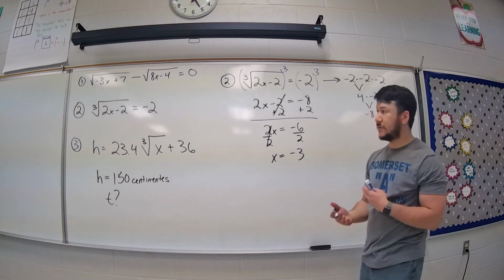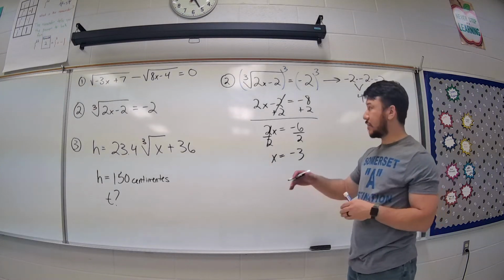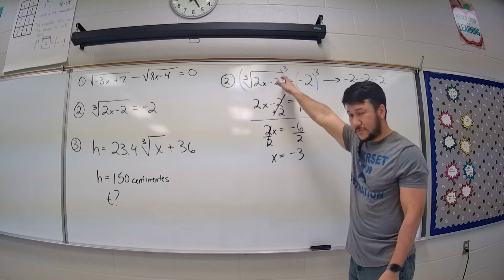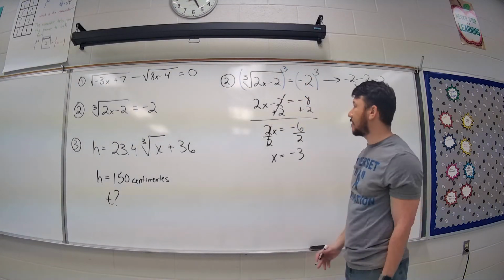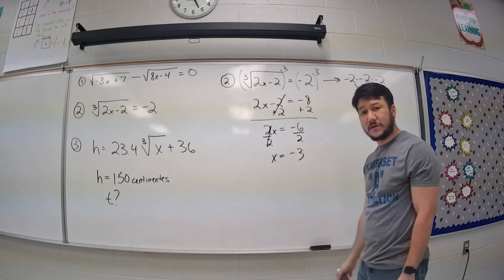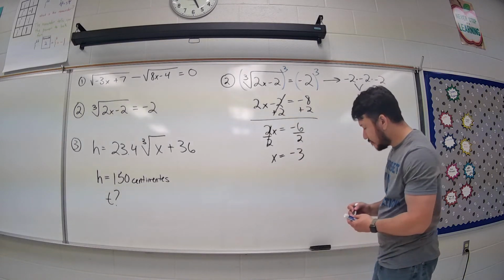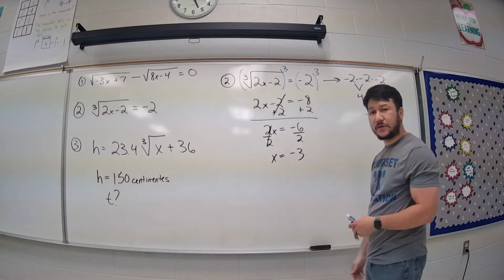And that's basically all you have to do for these cube root functions and solving. So isolating the radical, it was already isolated. Cubing it or squaring it, depending on what type of radical you get, and then solving it algebraically from there. Okay, pause the video while I get started with number 3.